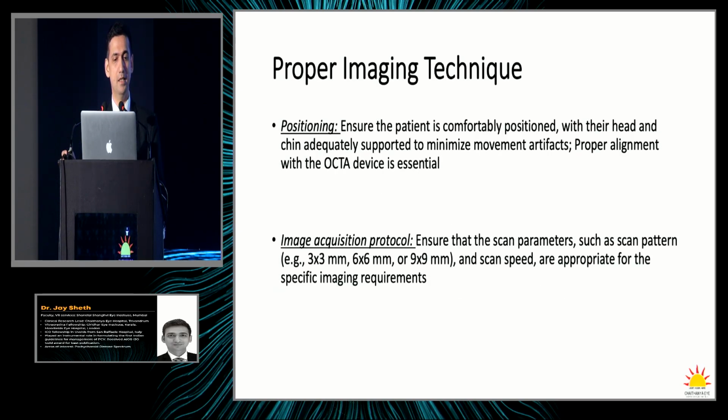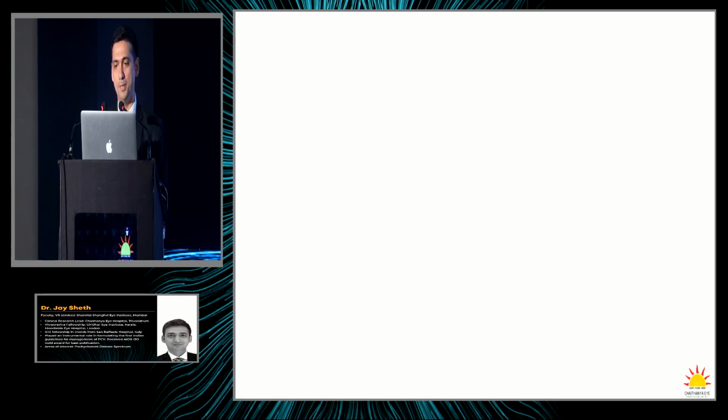Now, after this, getting proper imaging is important, and for that, the patient has to be positioned very comfortably on the seating chair with proper head and chin alignment and proper alignment with the OCTA device as well. And for the protocol that we select, if you're looking at a central macular condition like a MACTEL or a DME, we can select a 3x3 or a 6x6 mm scan. Whereas if you're looking at RVOs, a 9x9 scan pattern can be selected. And the scanning speed also has to be selected based on the age of the patient. If it's a very elderly patient, a shorter scan speed would be better to get proper imaging done.